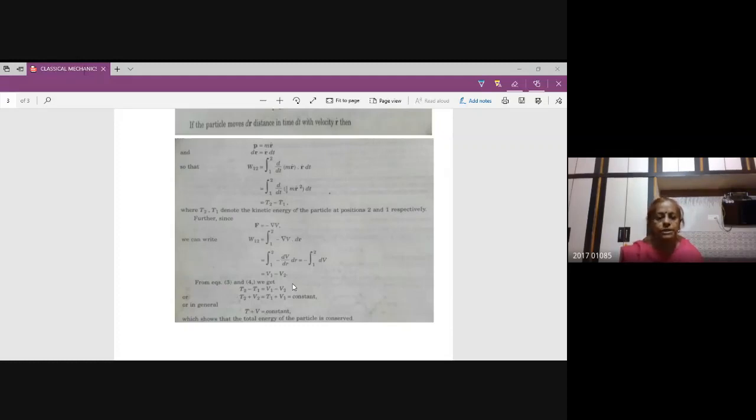I hope you have learned what I have taught today. These are the important laws of physics: conservation of linear momentum, angular momentum, and energy. So I am summarizing what I have taught you today. Linear momentum will be conserved when the force acting on the particle is zero, and angular momentum will be conserved when the torque on the particle is zero. And energy is conserved when the system is conservative in nature.